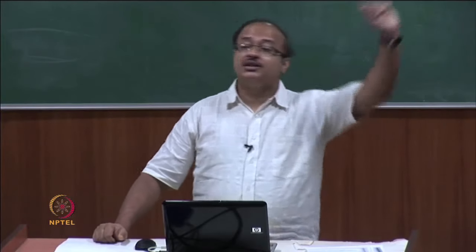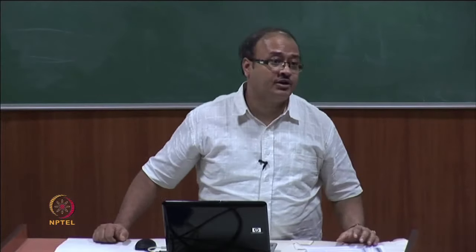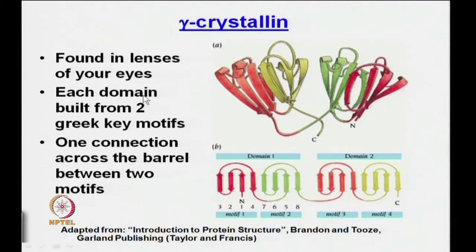So, this crystalline has this Greek key motif as a part of it, that means it is made up of this Greek key motif. So, it says it is found in lenses of your eyes, right. You can understand the importance of it. All of us have this. Each domain is built up from 2 Greek key motifs. Okay. So, this is one Greek key motif, this is the other Greek key motif. One connection is across the barrel between the 2 motifs.